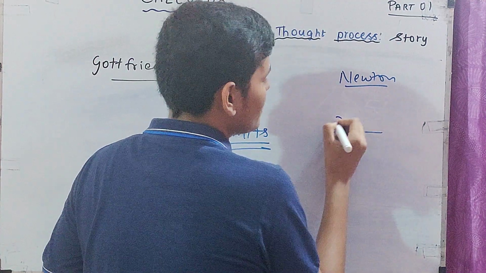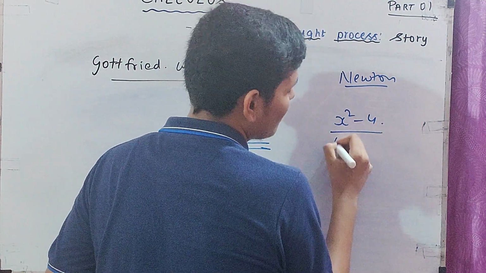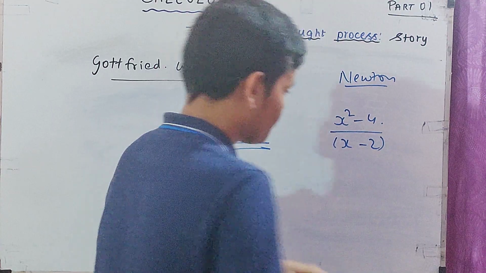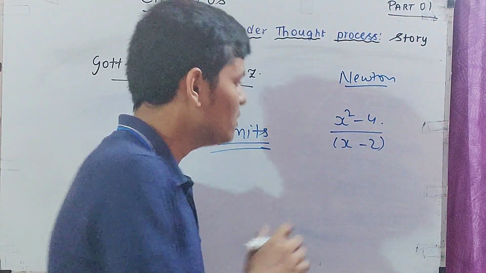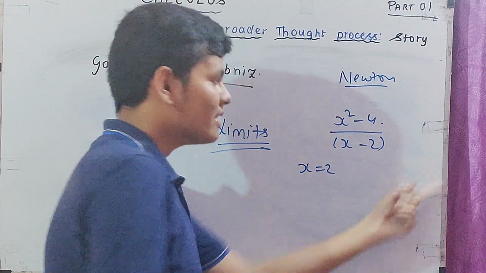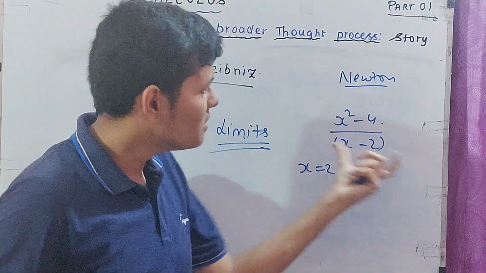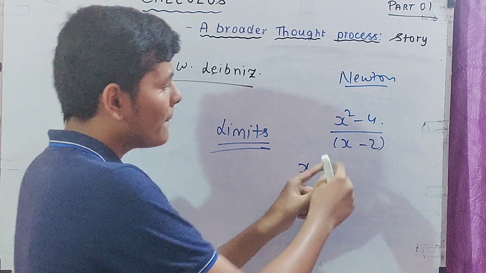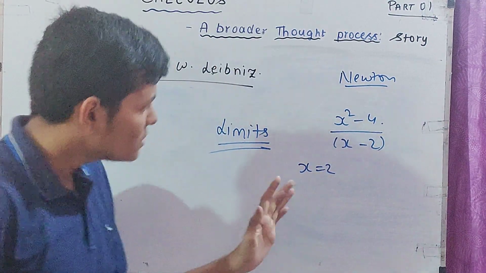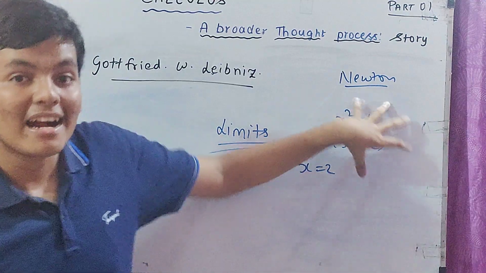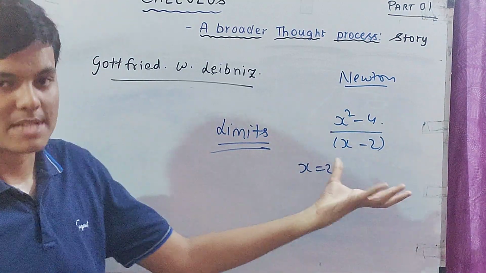Let us suppose there is an expression (x square minus 4) by (x minus 2). Now, here if you try to put the value x equals 2, then the whole statement becomes invalid. The whole statement becomes not defined. Why? Because 2 minus 2 is 0, and anything divided by 0 is not defined. So this is an undefined expression.